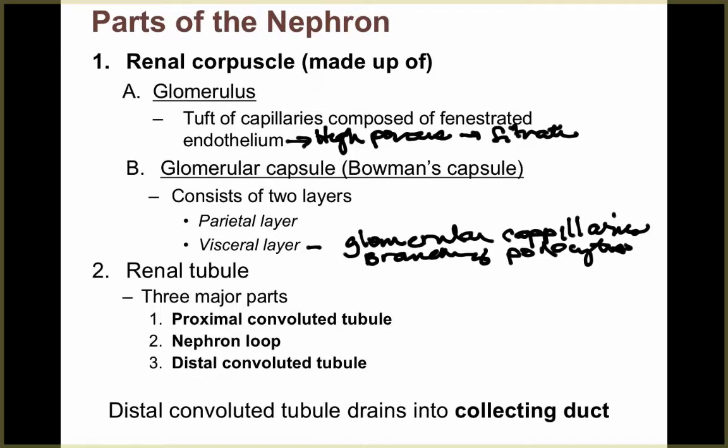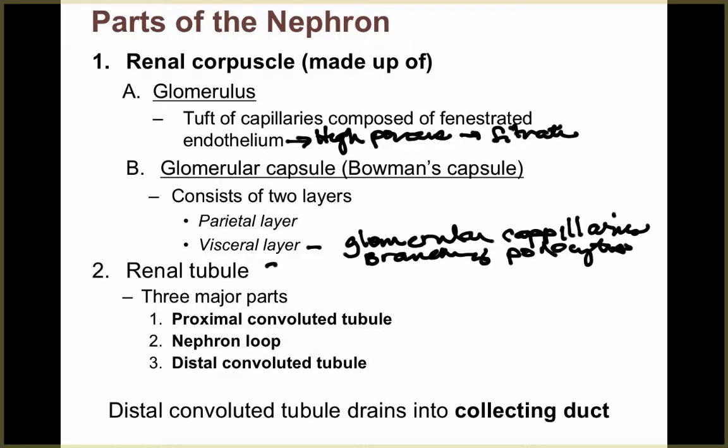Basically, these podocytes, you'll notice, have these foot processes at the end of them that cling to the basement membrane. And there are actually filtration slits between these little foot processes that allow the filtrate to pass into the capsular space here. Now the renal tubules, this is a little bit bigger.